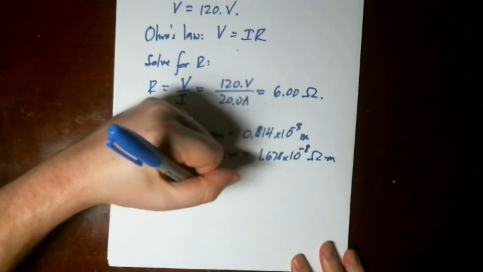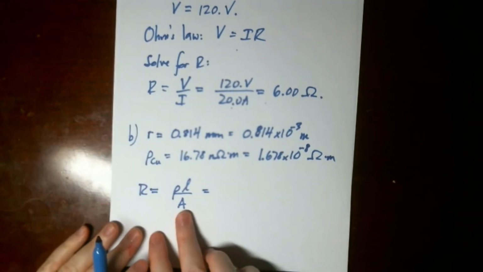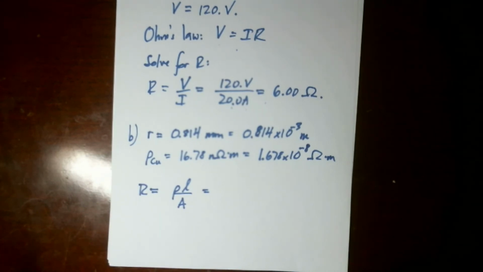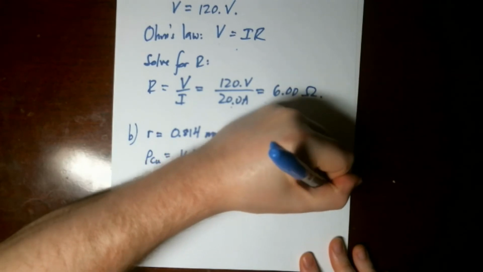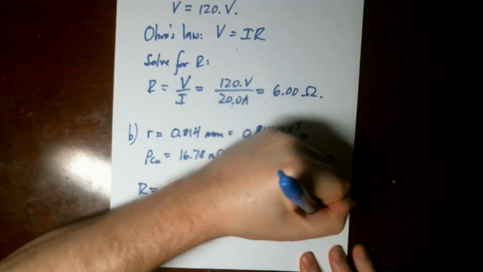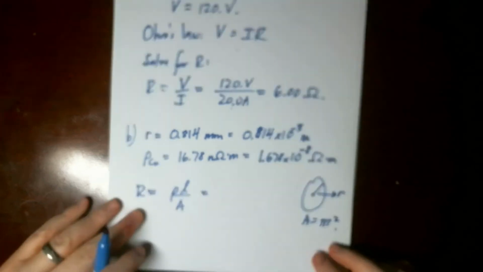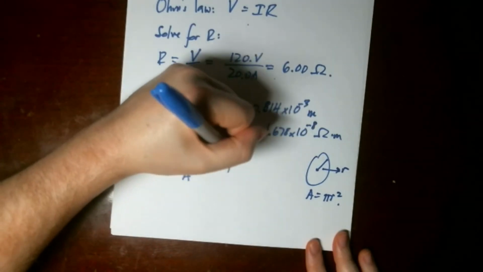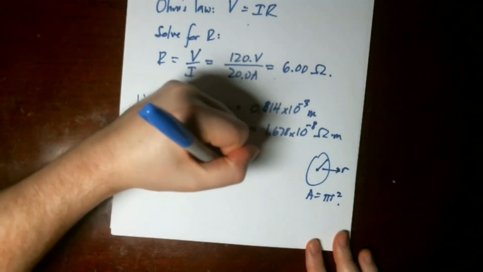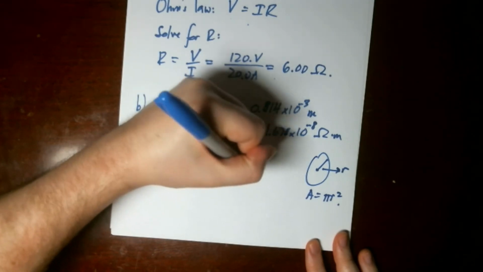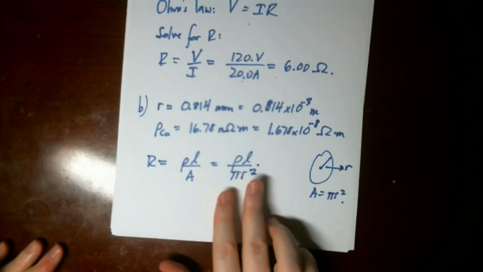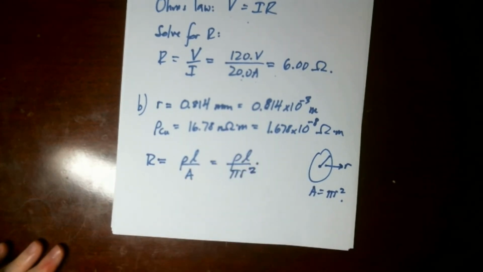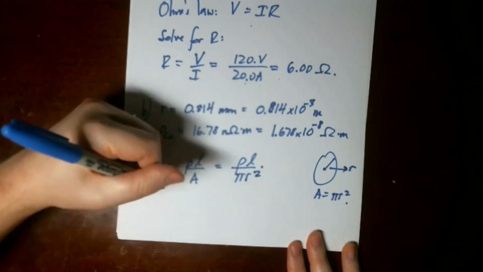So I'm actually going to substitute in pi r squared for A, because we're assuming a cylindrical wire, so its cross-section is going to be a circle. And remember, the area of a circle is pi r squared. So we have rho L over pi r squared, and we want to find L. We know its radius, we know what pi is, we know the resistivity of copper, but we don't know its length. So let's solve for length.